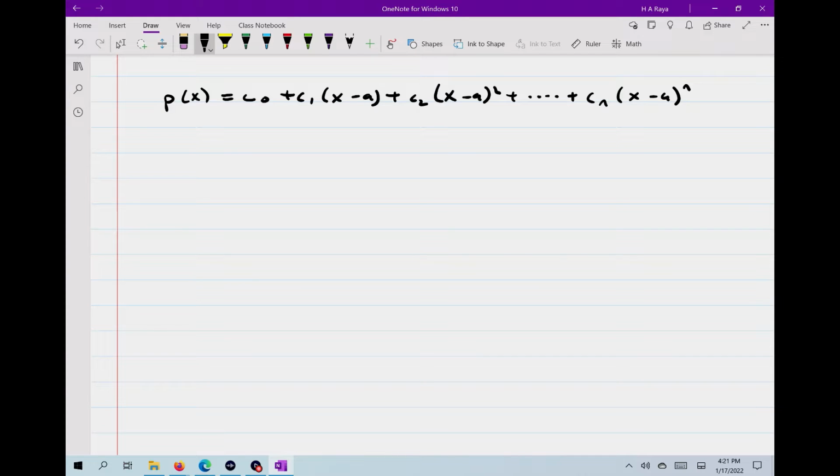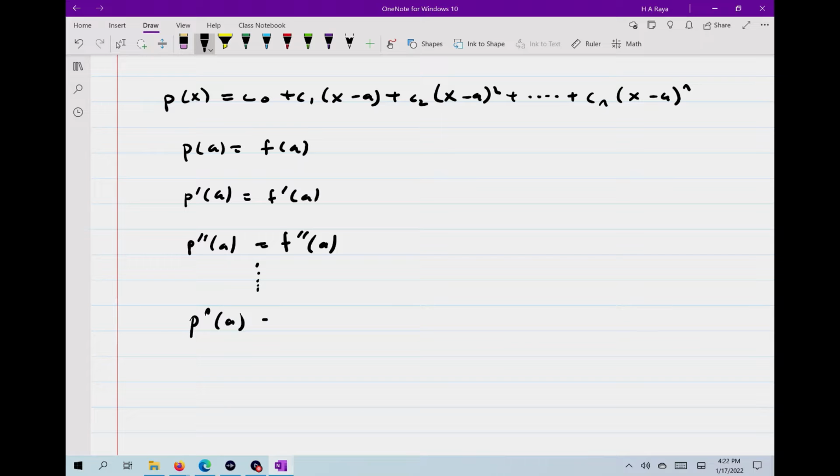And for that, we would need the conditions that our polynomial evaluated at a is equal to f of a. The derivative of the polynomial at a is equal to the derivative of my function at a. The second derivative of my polynomial at a is equal to the second derivative of my function at a, and so on and so forth until we get to the condition that the nth derivative of my polynomial at a is equal to the nth derivative of my function at a.